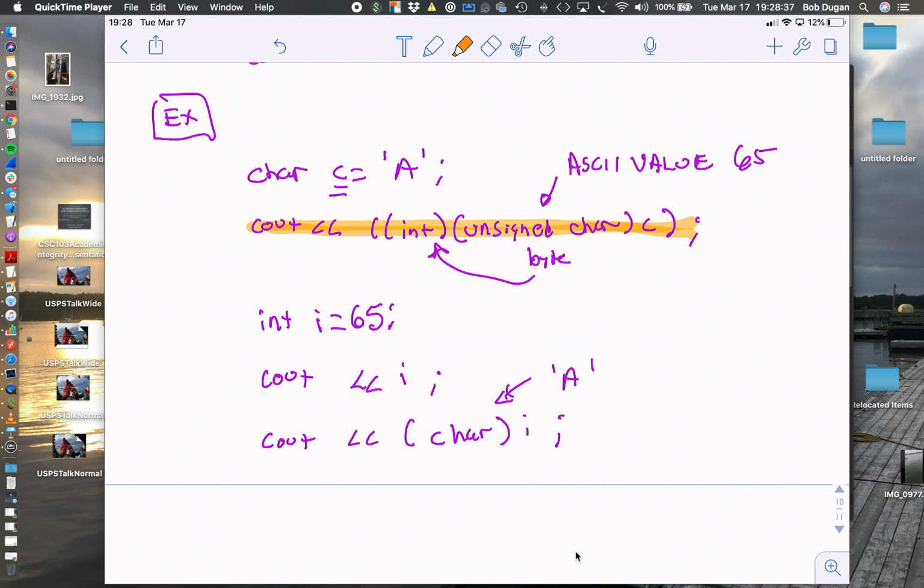Okay, so this is an example of a widening conversion. We're going from a single byte to an int, which is 4 bytes. And this is an example of a narrowing conversion where we're going from 4 bytes to 1 byte. So this is a widening, and that happens automatically. We don't get any grief from that. And this is a narrowing.